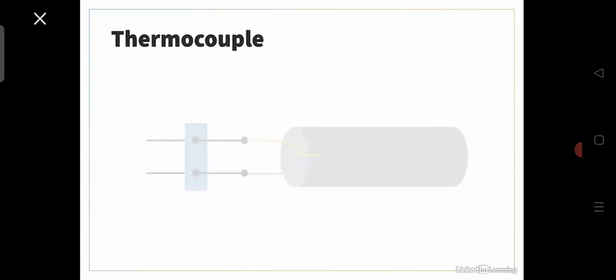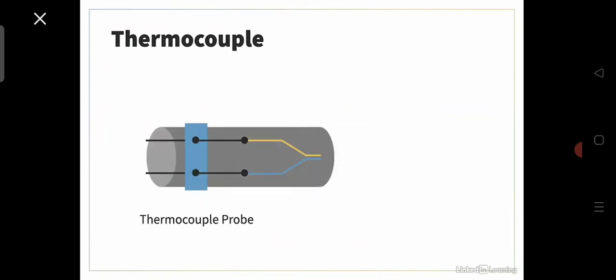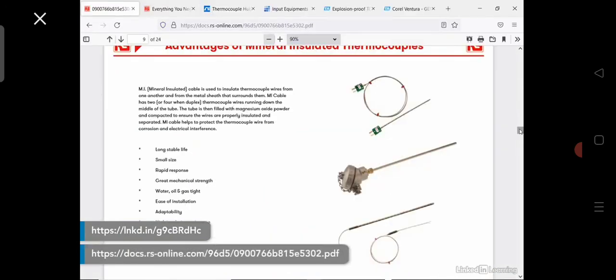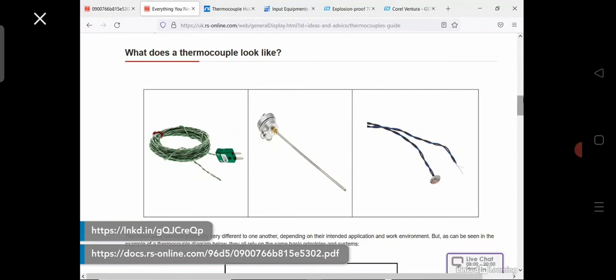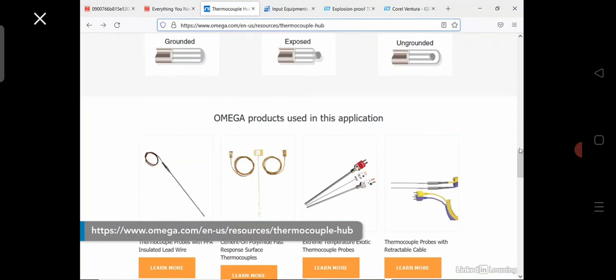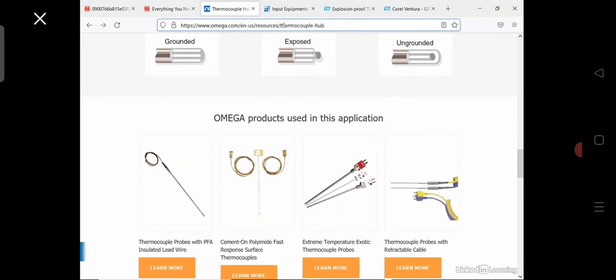For thermocouples, usually the two types of metals are housed inside a metallic tube, and it's called a thermocouple probe, looking like this. Industrial thermocouples come in different shapes, as you can see here. They can be simple cable or inside probe sensor devices, or as thermowells, where thermocouples are housed inside cylinder fittings to protect them.